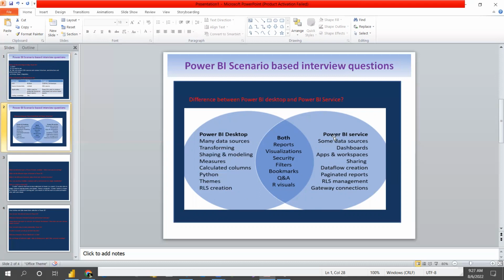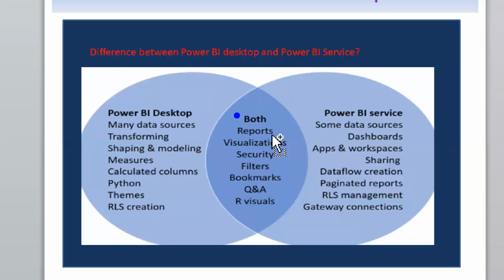In Power BI Service, what are the common things from both? You can create reports, visualizations, security, filters, bookmarks, Q&A, and R visuals. But in Power BI Service, we have only some data sources, not all. In Desktop we can connect many sources, but in Service only a few. And then we have apps and workspaces to share the data with end users.